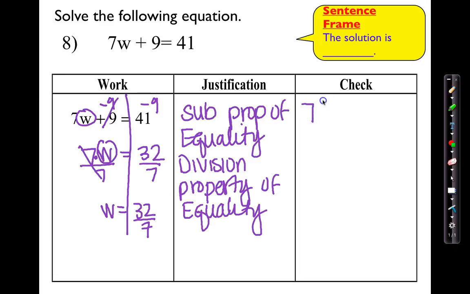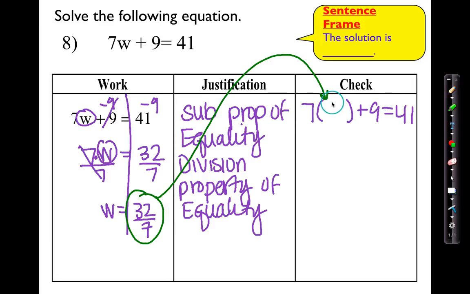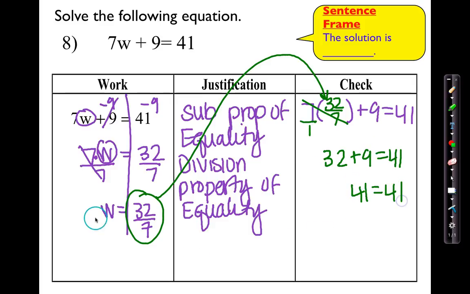So we're going to have 7 times a value for w plus 9 equals 41. I'm going to go ahead and plug in my answer of 32/7 in here as my solution. I'm going to go ahead and put this over 1. You can see that the 7's cross cancel, leaving me with 32. And it is positive because a positive times a positive is a positive. Plus 9 equals 41. Actually check to see if this works. 32 plus 9 is 41, so I am confident that the solution is w equals 32/7.